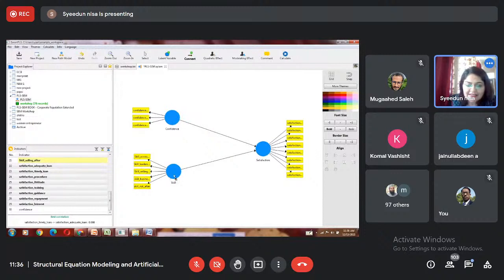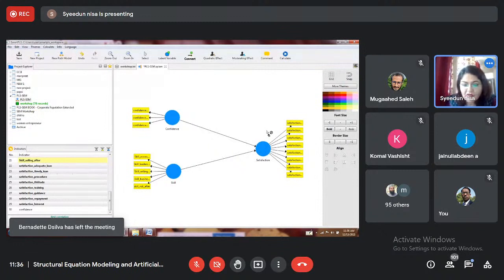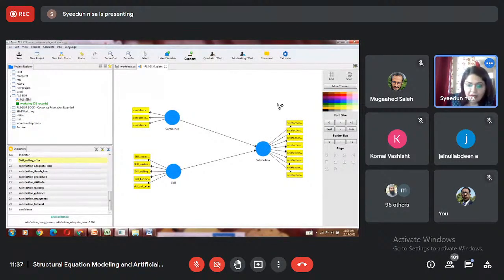These are my confidence and skill. These are my independent variables. And I want to check whether with confidence and skill, there is increase in overall satisfaction or not. Okay. So once this is all in blue, then only I can run a model. This model that you have in front of you, this one is called outer model, where the relationship of independent variable with items is called outer model, and independent to dependent, the middle one, is called inner model.